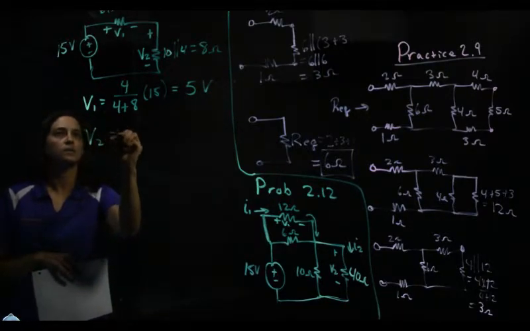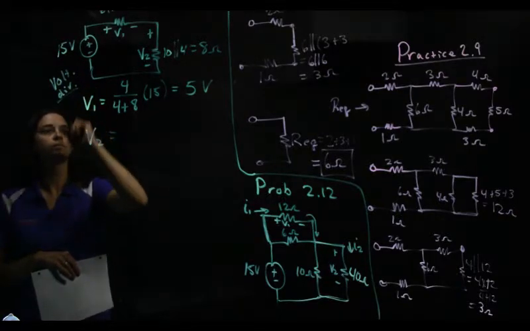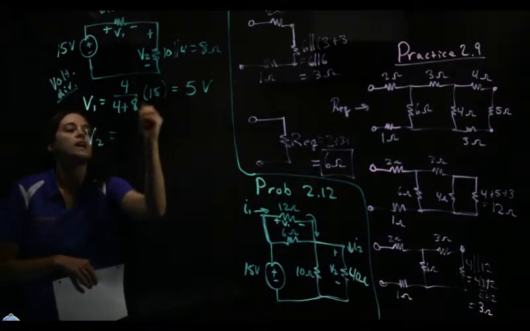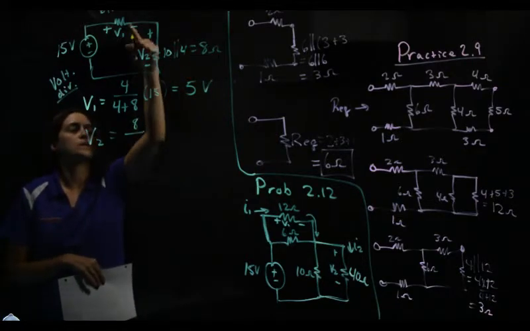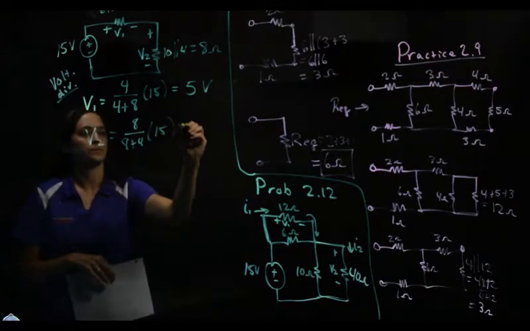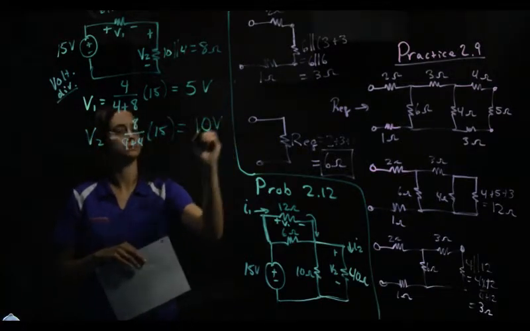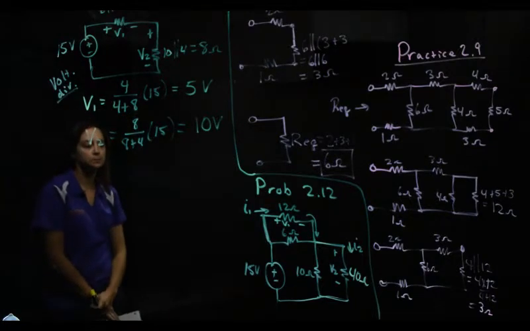V2, again, this is voltage division. I have 8 ohms over 8 plus 4 times 15. So for V2, I get 10 volts. I have V1 and V2.